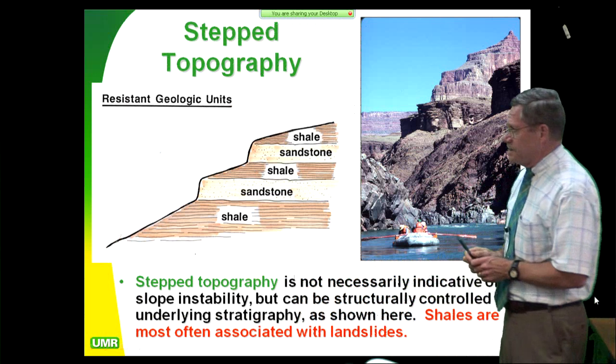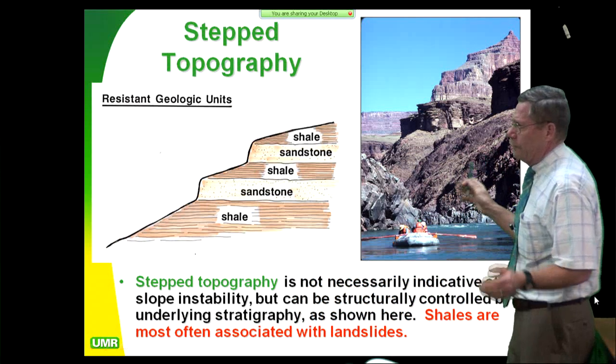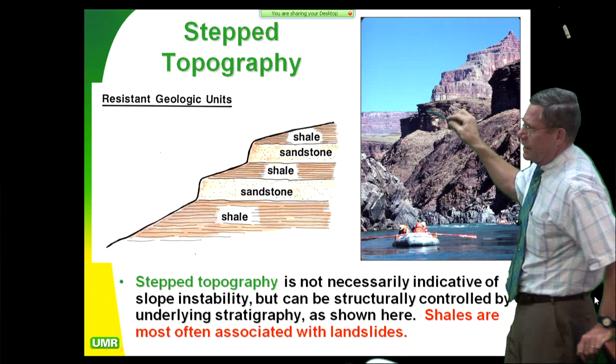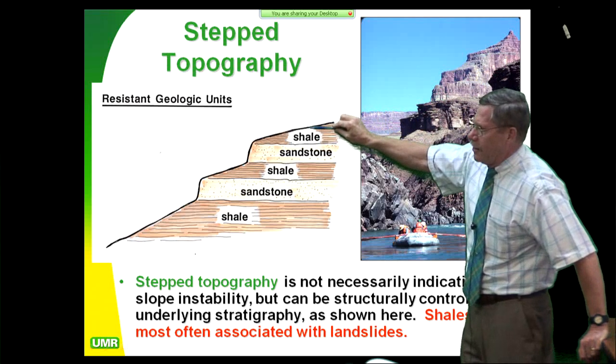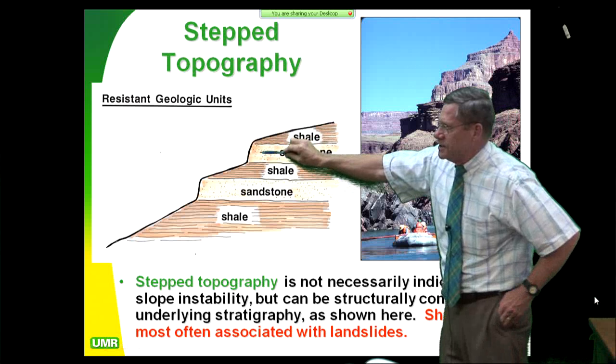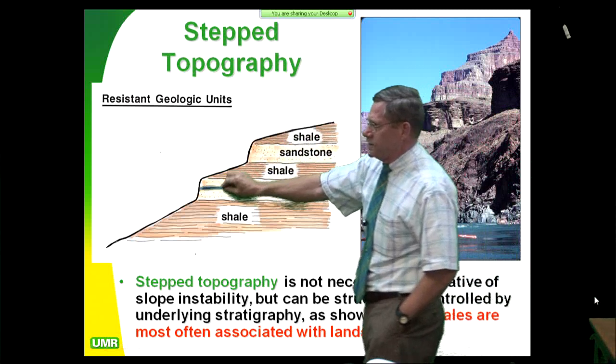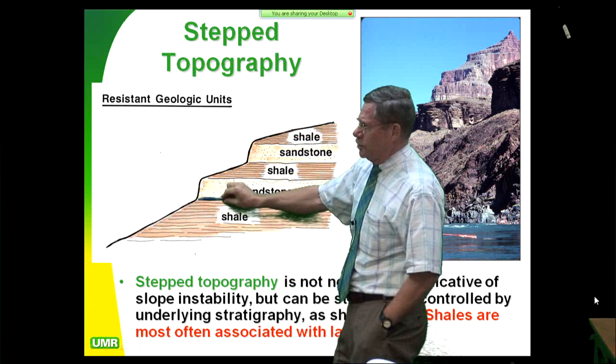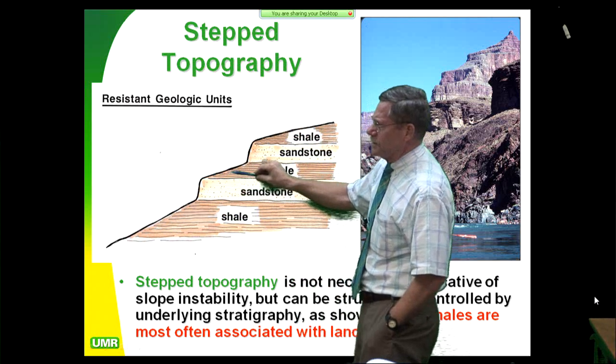We also have step topography. Everywhere we go in the world, we're going to see step topography like this in the Grand Canyon, according to how hard and how resistant and how soft various formations are. The shales are going to have more gentle slopes, and the sandstones are going to have steeper slopes.